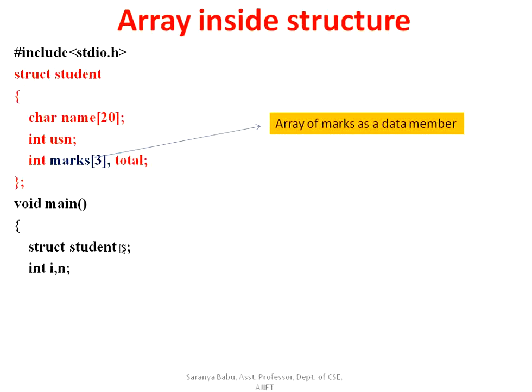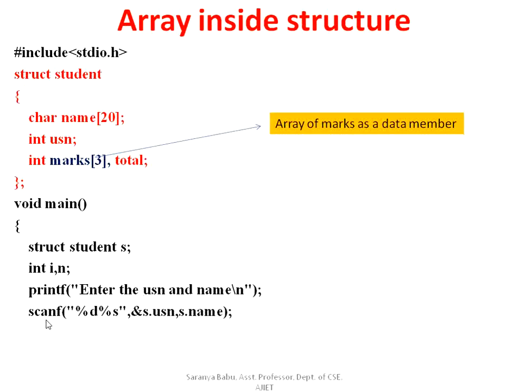Then I have declared another, i comma n, because I need a looping variable since it is an array. I need to read the marks of the student. So now I'll ask the user to print: enter the USN and name. How can I store USN and name? s.USN, s.name. So the user will enter, and I read it.